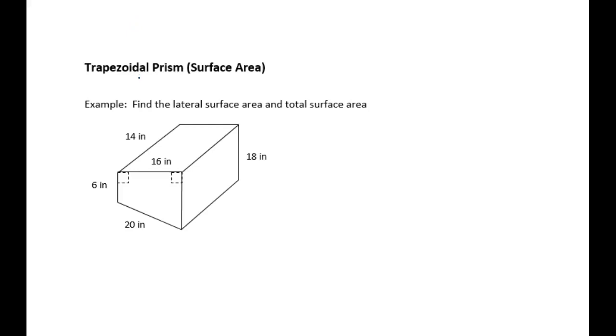So now we're going to look at a different type of prism that we haven't seen yet, which is a trapezoidal prism. And again, we're going to look at surface area. So our example is asking us to find the lateral surface area, LSA, and total surface area, TSA, for the following shape. So looking at this shape, we're thinking about what classification does it actually fall into.